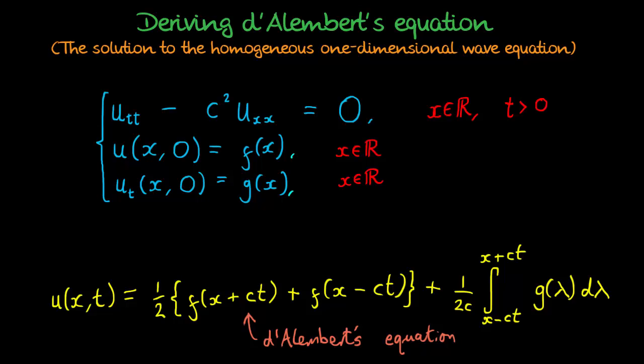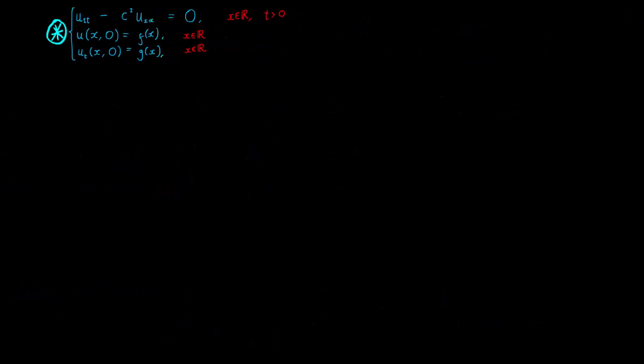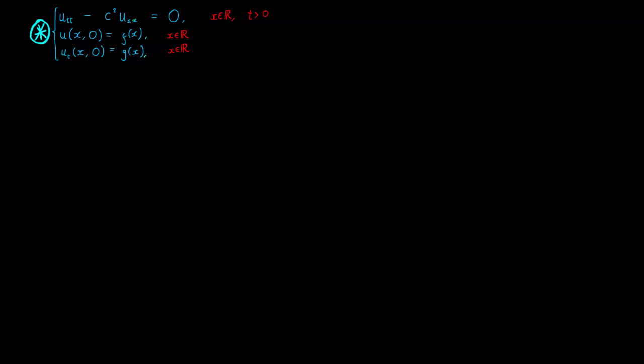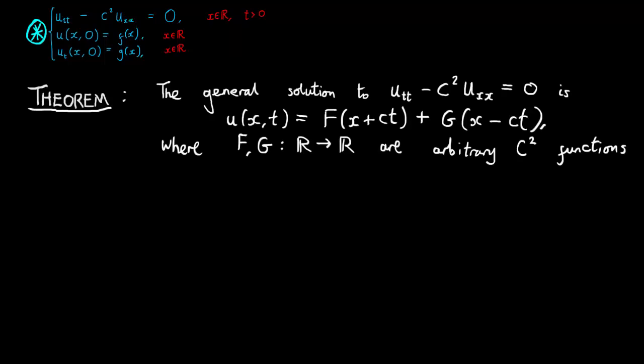Okay, so how are we going to actually go about deriving D'Alembert's equation? Well, we're going to do it by introducing two theorems. So the first one will be concerned with the general solution to the wave equation without taking into account these initial conditions. And then the second one will be the application of the initial conditions to the general solution that we find from the first theorem. So the first theorem is this one here.